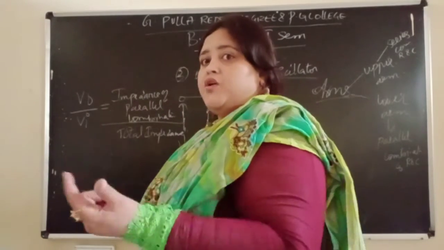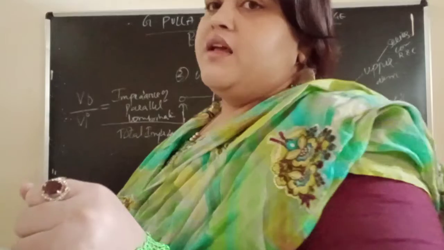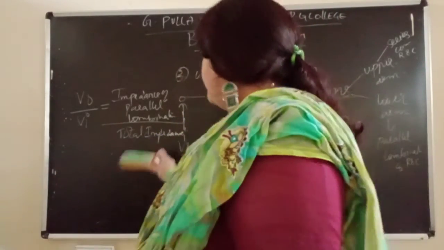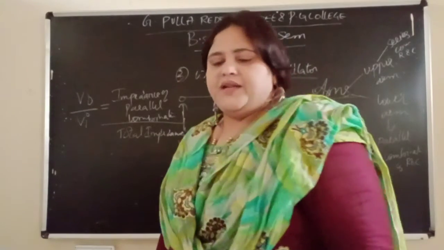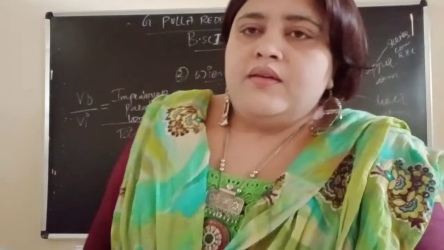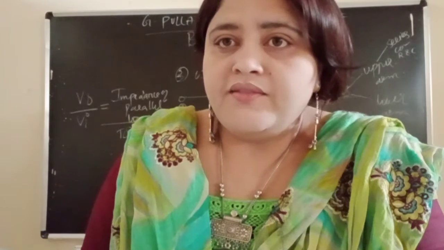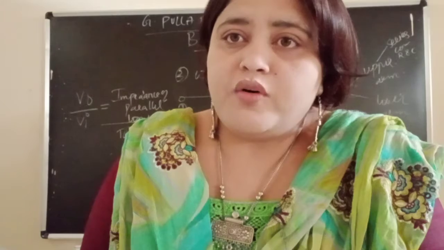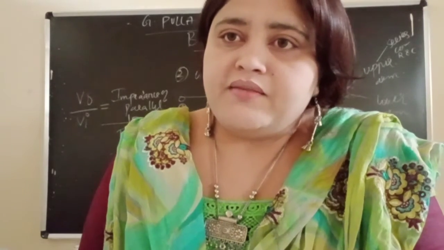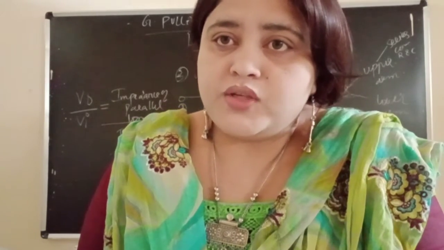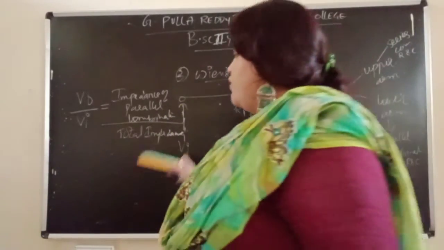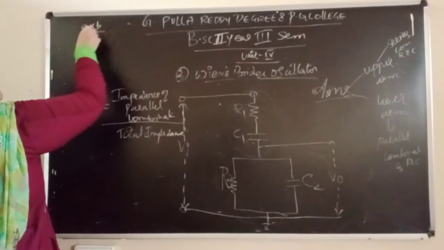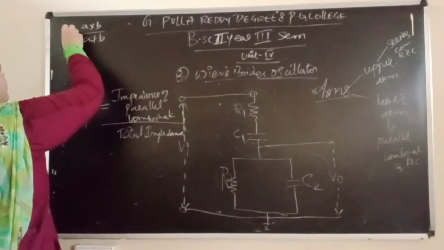Impedance means what? Because the resistor is in combination with the capacitor, we will take it as impedance. Then for total impedance, we have to take the values of resistor and capacitor and make the formula for it. So what is the impedance of the parallel combination? The parallel formula is A into B by A plus B. This is the parallel combination formula.